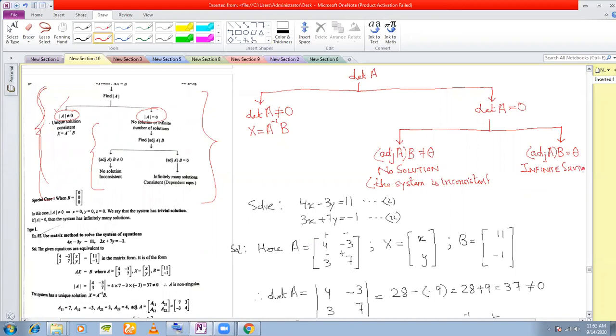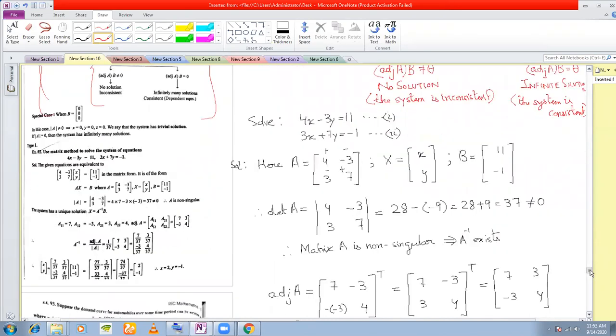Okay, it has infinite solutions and we say that the system is consistent. So we are going to do two examples from this part when det A is equal to 0. We have already seen three examples from the other part. We'll now see two examples from the part where det A is equal to 0.